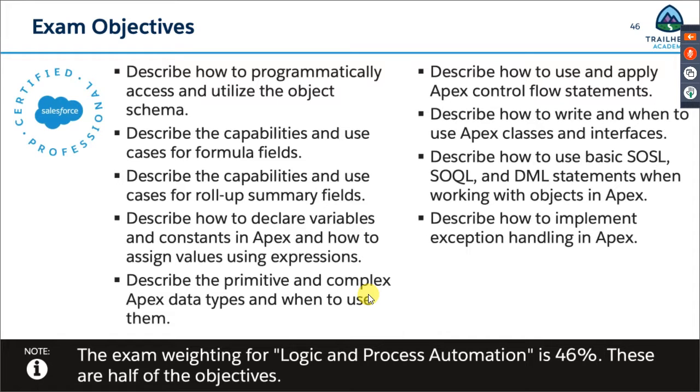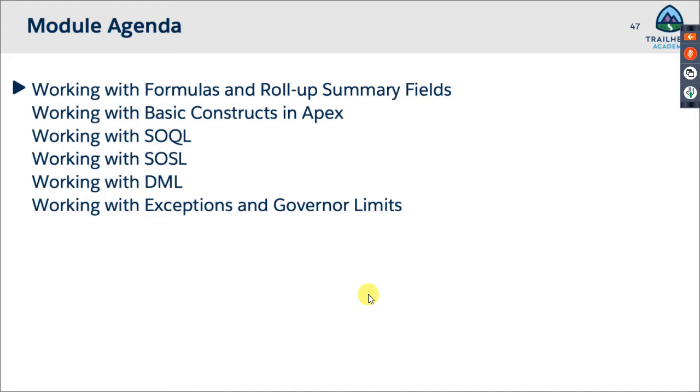All this covers half of the 46% of the exam. Very important. The other half will be covered in the next module. All right, let's go and take a look, first of all, at formulas and rollup summary fields.